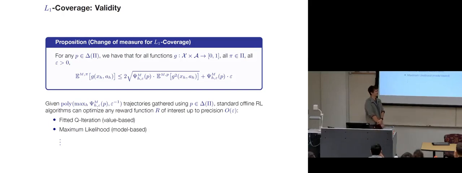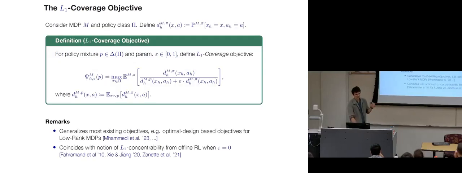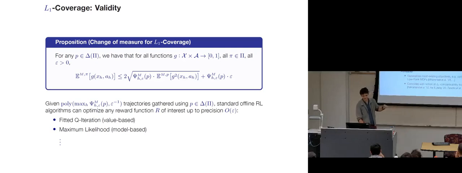So the first thing to check is that this is actually sufficient for the reward-free problem, meaning that if you had a policy mixture that had this value for the L1 coverage, how would that affect downstream reward optimization? So this is just like a sanity check.